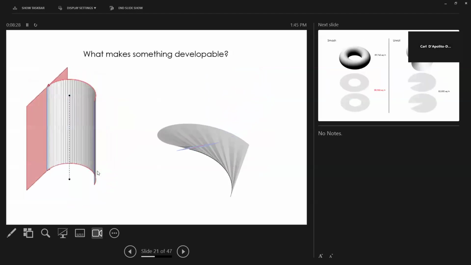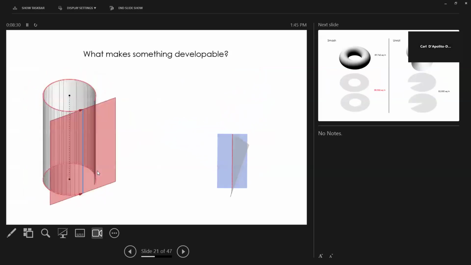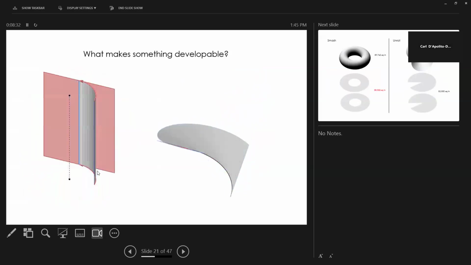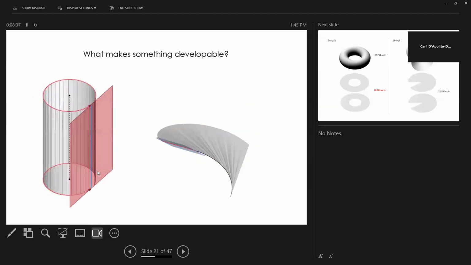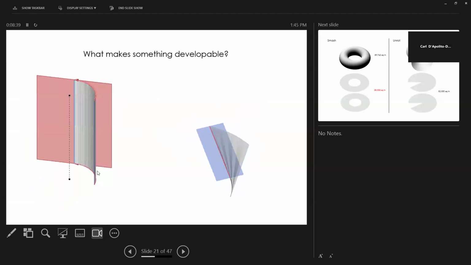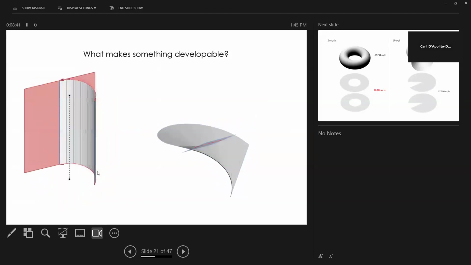And this is what I was just talking about. The technical term for a developable surface is that it is the envelope of a family of planes. And I find that completely confusing to explain to people other than like that.